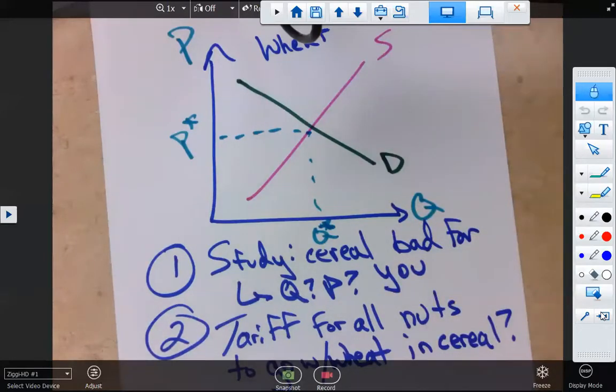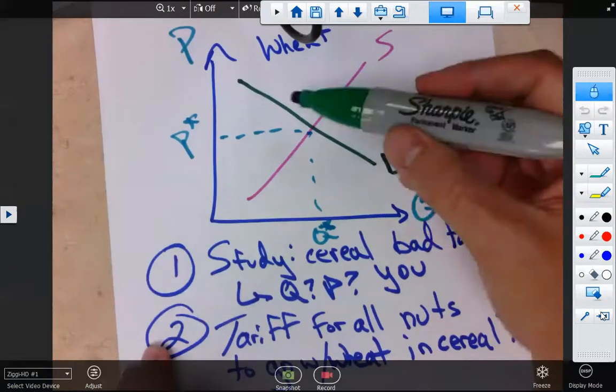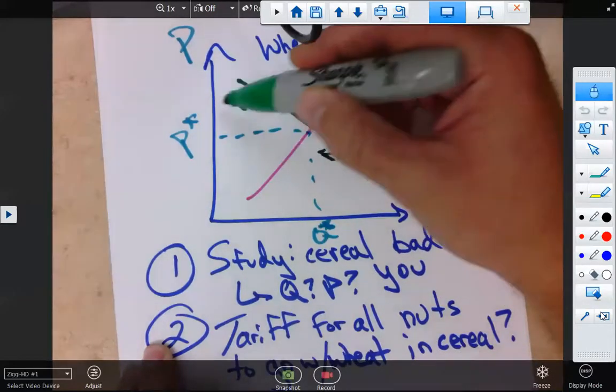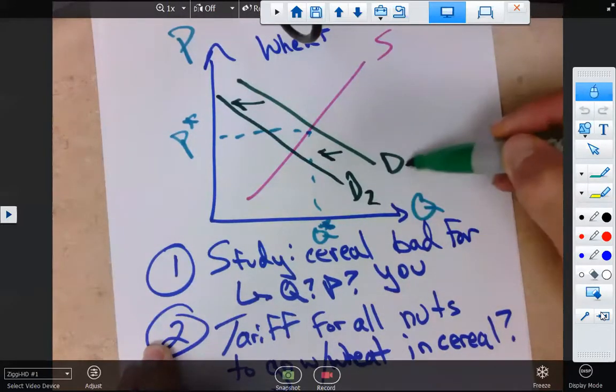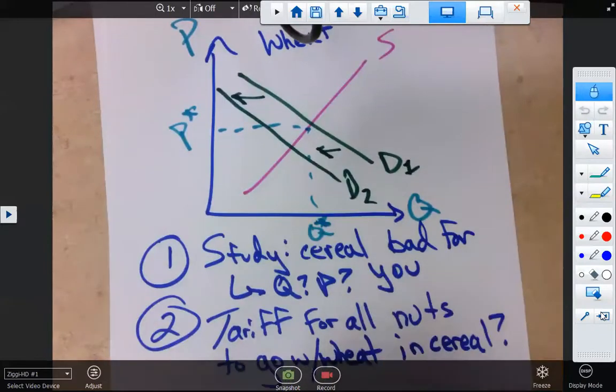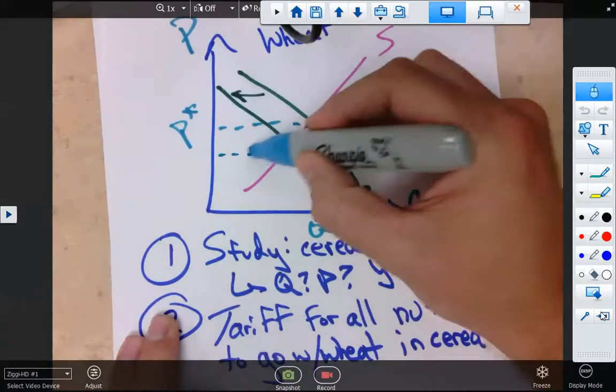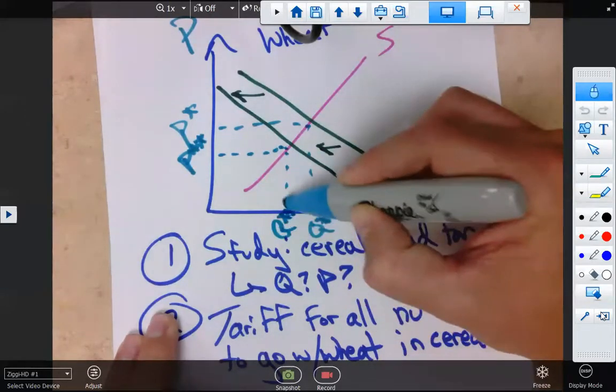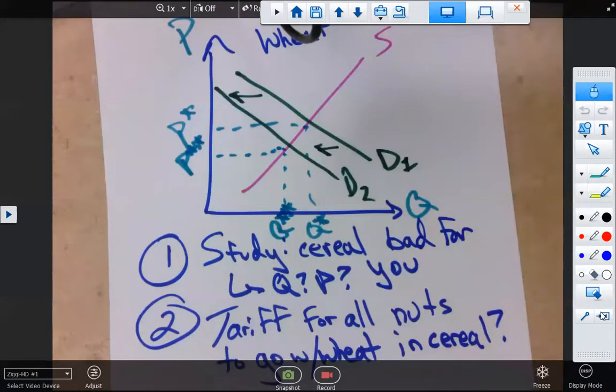And so we have some information going on here, right? In terms of the study that cereal is bad for you. So that would drive the demand down, right? Yes. So that would be a what? A left shift or a right shift in your demand? Left. So driving the demand down, also known as a leftward shift in the demand curve. Very good. And so now the new equilibrium price and quantity is going to be lower than we saw before, correct? Does that make sense, everybody?